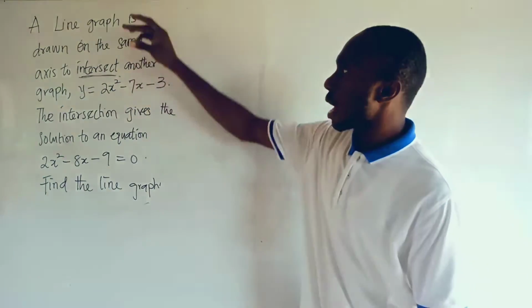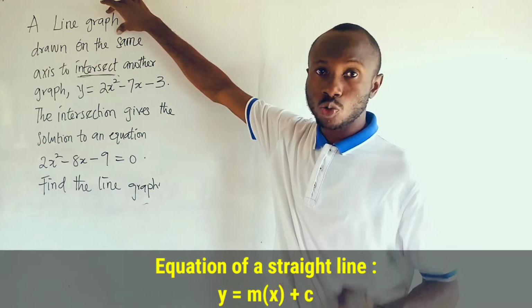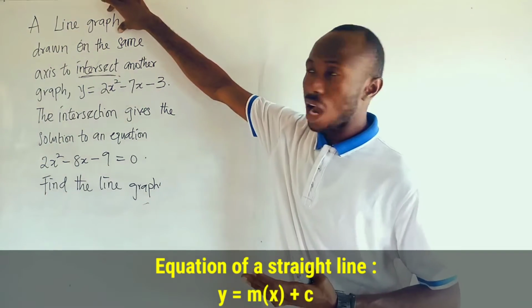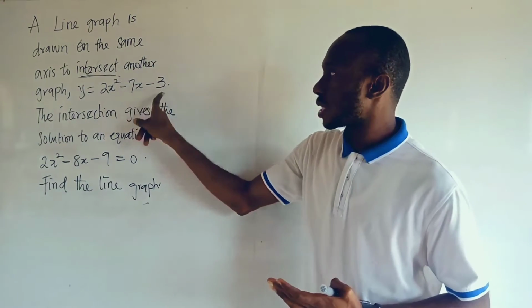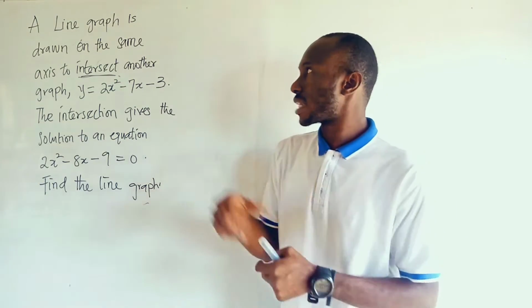Now what I will do is work out the equation. I'm going to use the equation of a straight line to represent this line graph, and I'm going to solve it simultaneously with this quadratic curve to get the point of intersection. So let us get started.